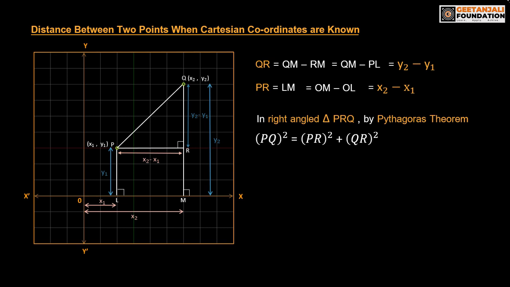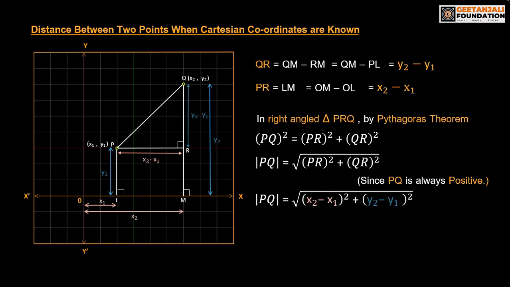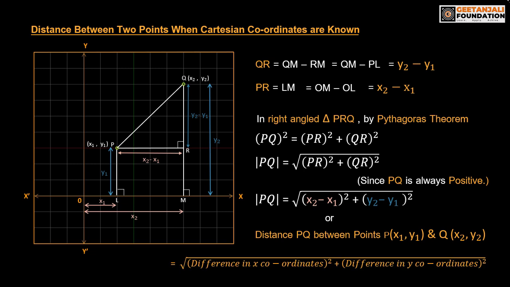By Pythagoras theorem, PQ square is equals to PR square plus QR square. And when we take square root of both sides, PQ will be equals to whole square root of PR square plus QR square. Now we know that PR is equals to x2 minus x1 and QR equals to y2 minus y1. We substitute these values here. So we get length of PQ is equals to square root of x2 minus x1 whole square plus y2 minus y1 whole square. This is the formula to get length of PQ when we know their Cartesian coordinates. Or in other words, we can say the distance between 2 points when we know their coordinates is equals to difference in x coordinate square plus difference in y coordinate square and whole square root of that.